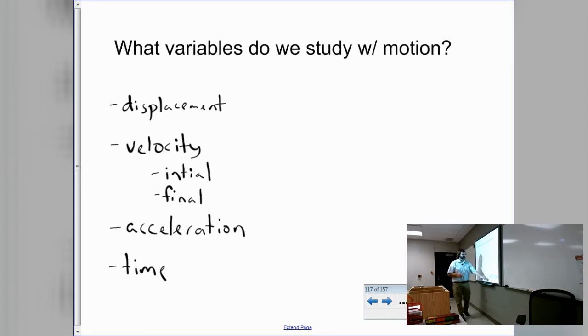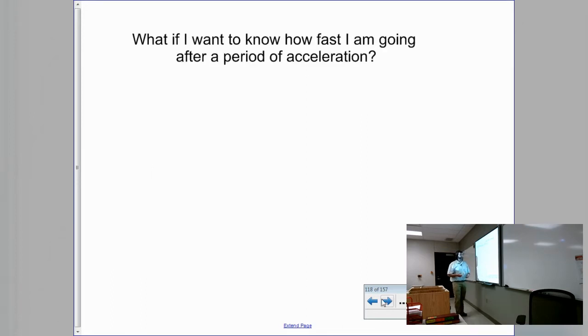Let's take a look at a scenario. Let's take a look at what we might need to know if we wanted to know how fast an object was going after a particular amount of acceleration. So to do this, we are going to derive an equation from our acceleration equation. We have learned about acceleration in the past units. Acceleration is our final velocity minus our initial velocity, all divided by the change in time, the time interval.